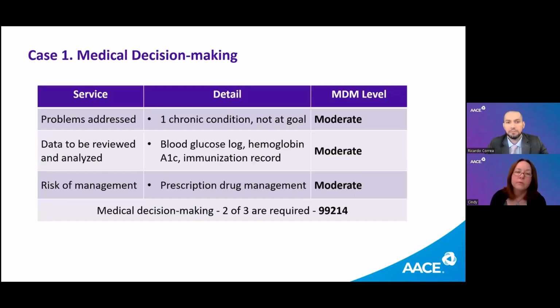But let's look at what this case would look like reported based on medical decision-making. The problem addressed was one chronic condition that was not at goal, and so that's a moderate complexity problem. There was probably a moderate amount of data to be reviewed and analyzed, different test results, tests ordered, and perhaps an external record of the patient's immunization or other services they've received between visits. And then there's the risk of management, with prescription drug management also being moderate. This would likely be a 99214 service.